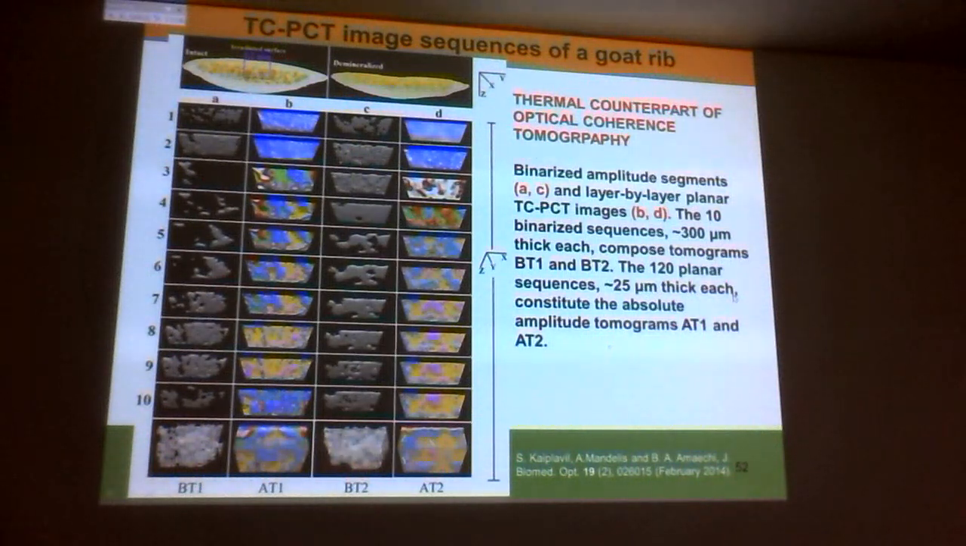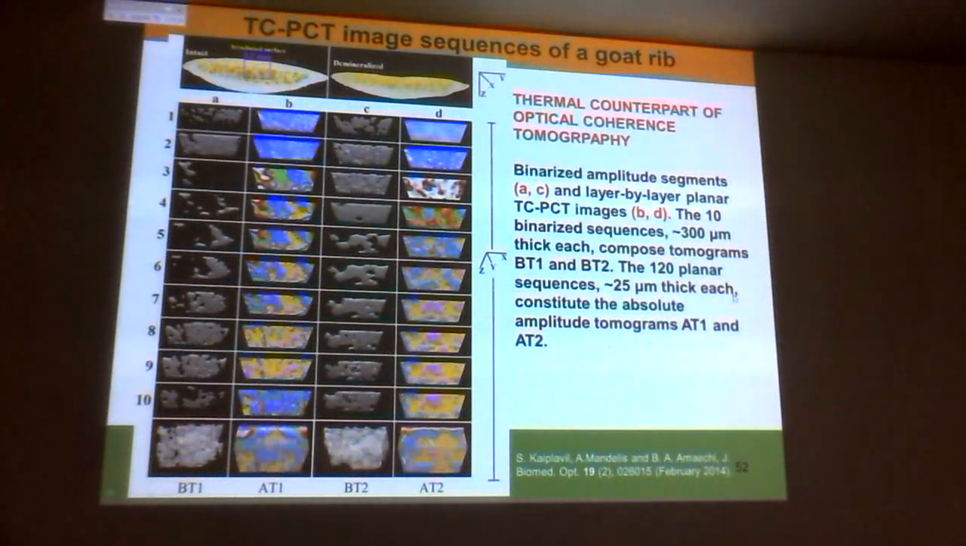So I have the binarized amplitude in A and C, layer by layer. These layers were 10 sequences, 300 microns thick each. So you can see pretty deep, you can see millimeters now in there. So you can see for different depths how these things appear. And eventually, you can solve, this is why I said this is the equivalent of optical coherence tomography.